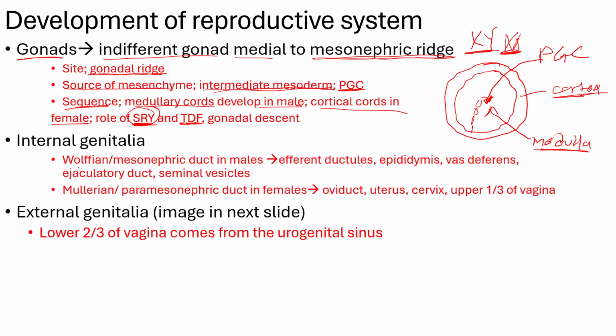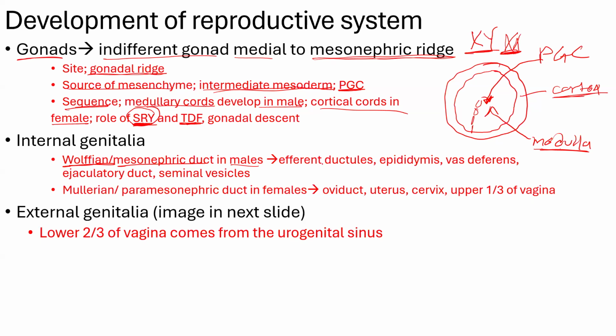What about internal genitalia? Now, you have the Wolffian duct and the mesonephric duct. Now, these two, sorry, it's the same thing. Okay, it's like calling me Wallace and another one Shege. It's the same guy. So Wolffian or mesonephric duct in males.